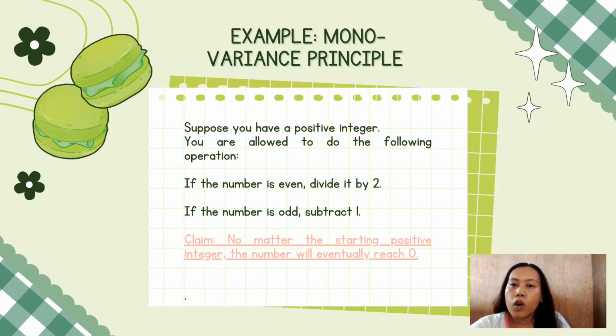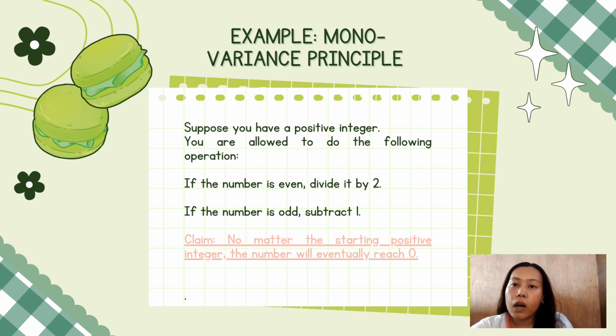Suppose you have a positive integer. So what are the positive integers? Those are numbers 1, 2, 3, 4, 5, and so on and so forth. Do not include the negative numbers, zero, fractions, and decimals.